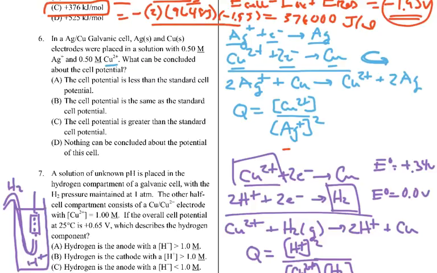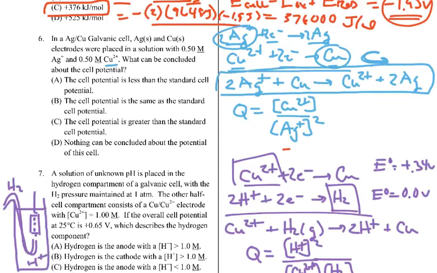And to put these together, I'm going to double this first equation. So when I do it, I'm going to have 2 silver ions and a copper turn into 2 silver metals and copper ions. So here's my overall reaction. And I need that because if I'm talking about changing my concentrations, I need to calculate Q. So Q is going to be the concentration of copper ions divided by the concentration of silver ions squared.